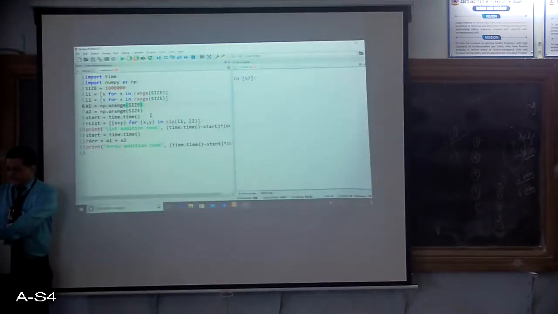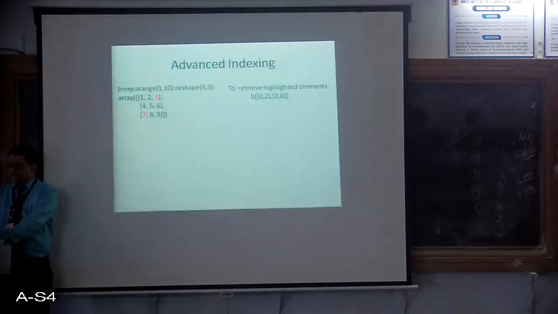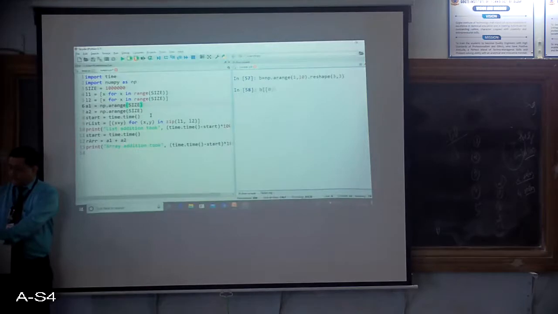We'll quickly show that. np.arange(1, 10).reshape(3, 3). B is this, and B of [0, 2], [2, 0] will give me 3 and 7. Clear?